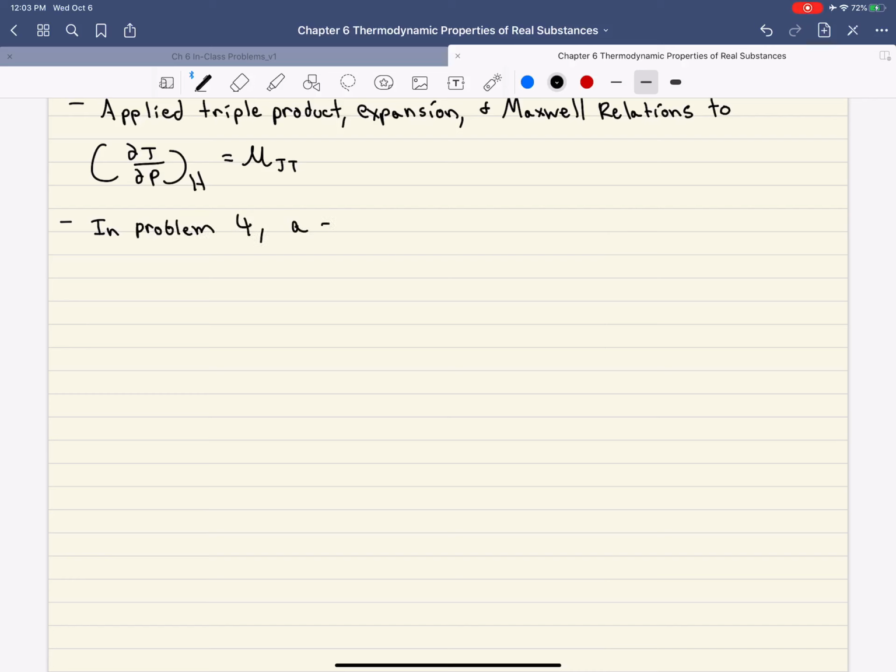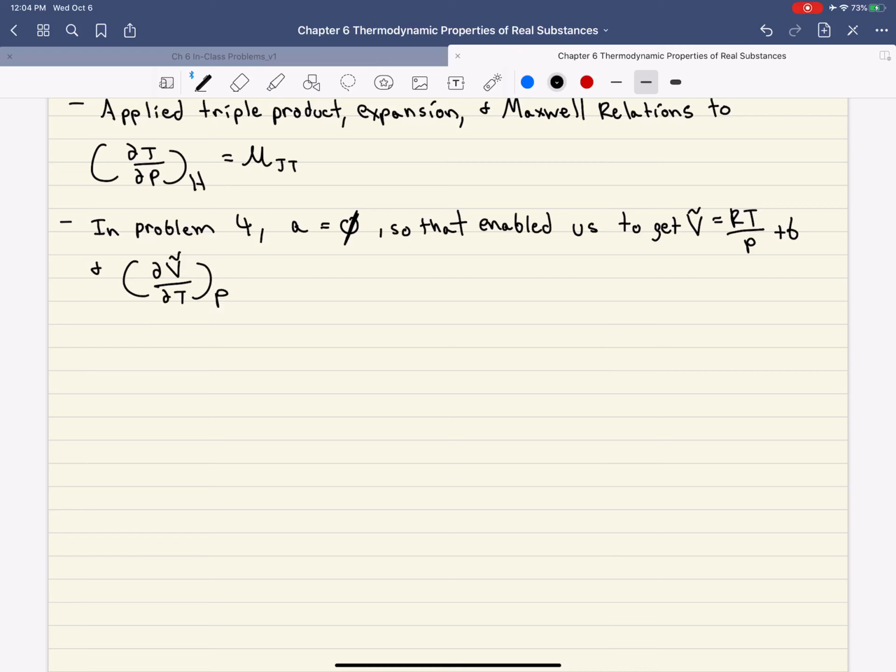Alright, and so in problem 4, we dealt with a van der Waals gas in which the interactions were turned off. Right? And so by turning off those interactions, that simplified the math, because that allowed us to just rewrite our equation of state explicitly for volume. And then in the Joule-Thomson coefficient formula, it was very easy to just take dV/dT at constant P.